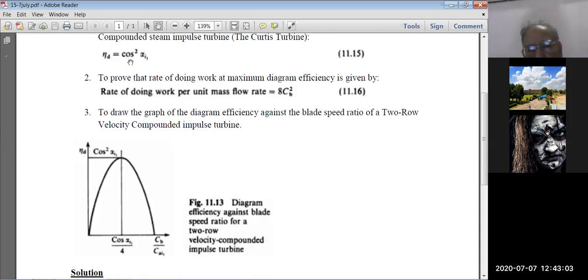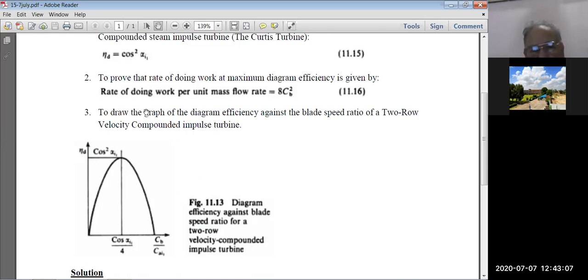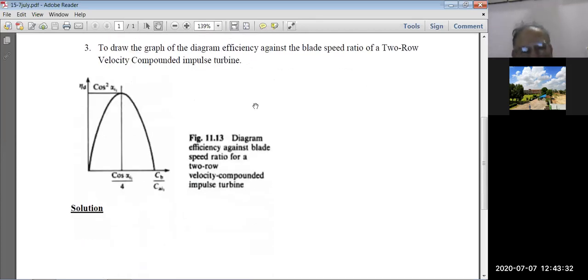And if we put the diagram efficiency equal to this, then we will get the rate of doing work per unit mass flow rate equal to 8 Cb square. In the single wheel simple impulse turbine it was 4 Cb square, and here it is 8 Cb square, multiplied by 2. So this was the second objective, equations 11.15 and 11.16. These need to be derived. And here are the diagrams.